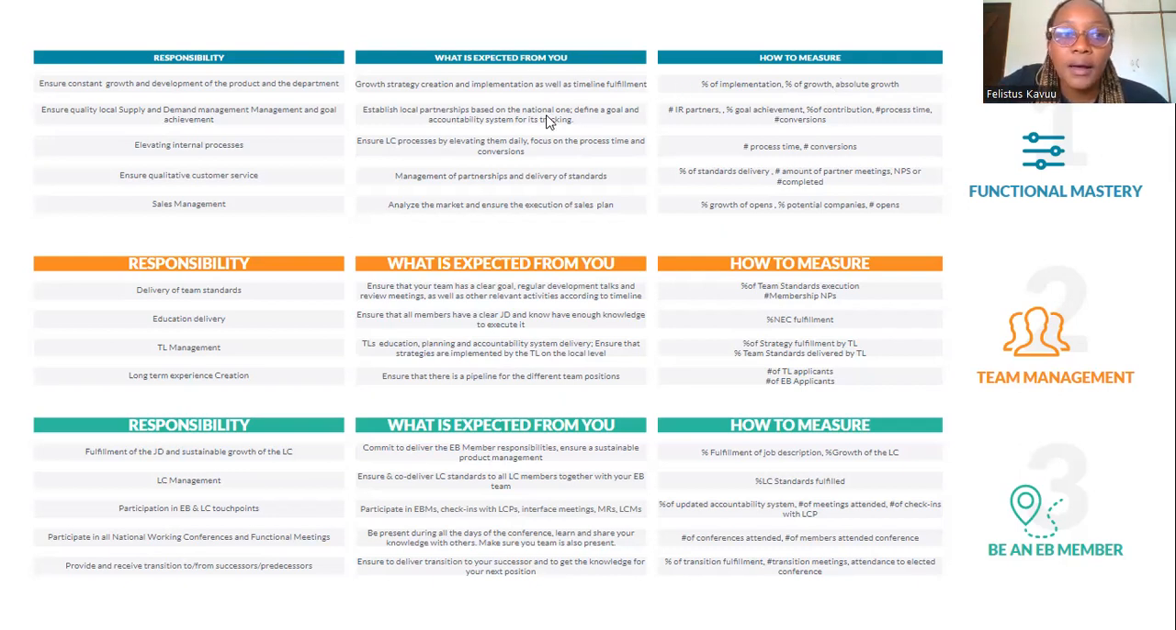The next is with the second one, it's the number of our partners. This we understand. Percentage goal achievement. If they say they want 35 realizations and they have only attained 15, why is that? Percentage of contribution, process time, and conversions. Like, what is the conversion rate from applied to accepted, from accepted to approved, from approved to realized? You need to understand how that conversion rate works.